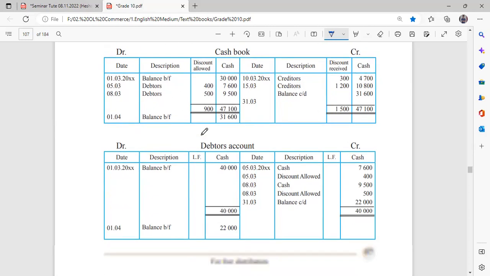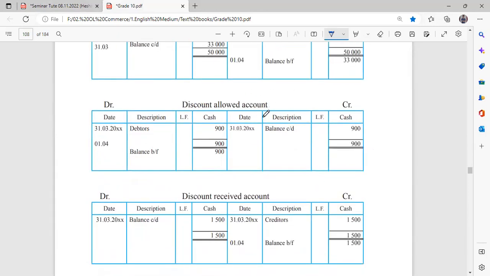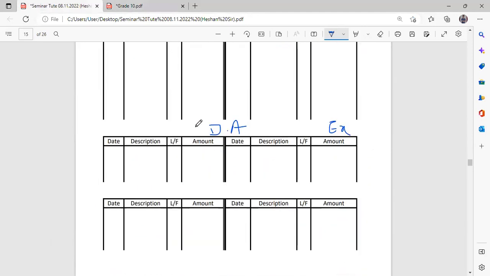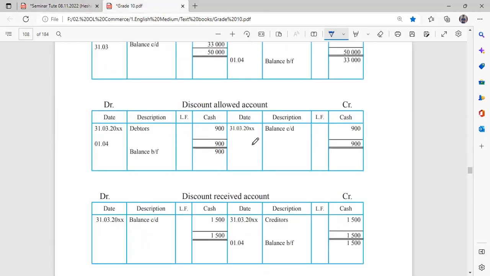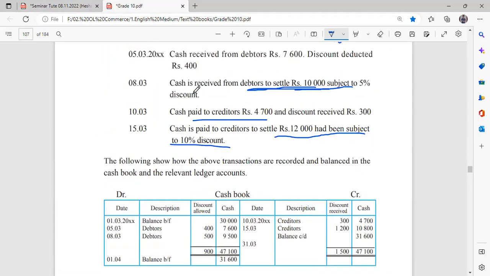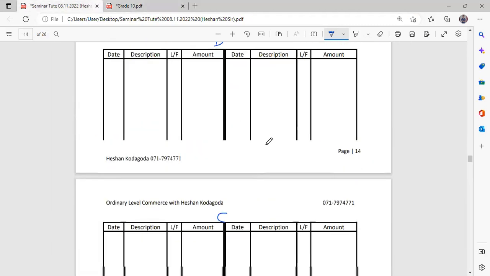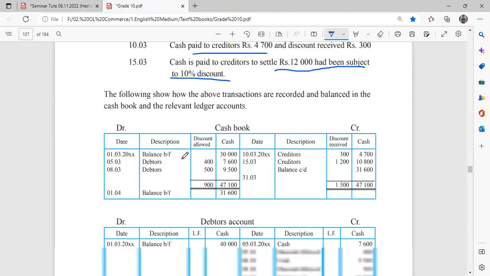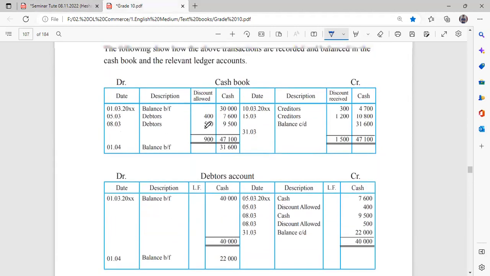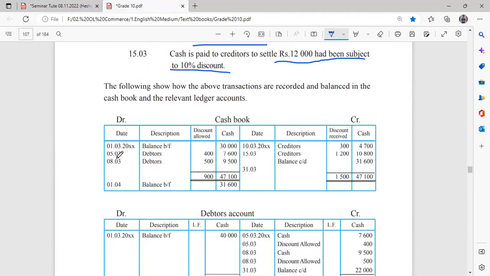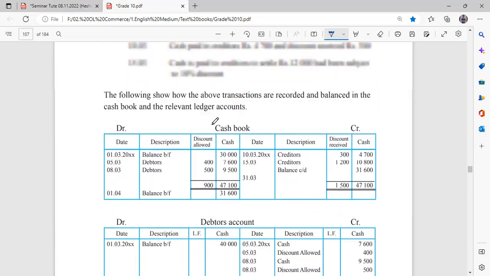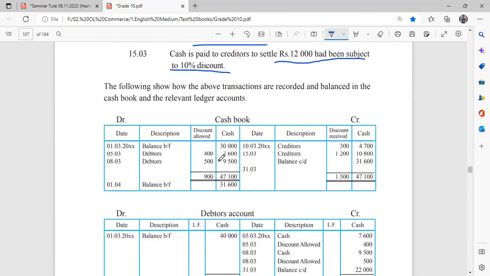So this is 900. You need to open a new account called discount allowed, and you need to debit it because it's an expense. So debit the discount allowed column. And since we maintain general accounts for debtors and creditors, you need to credit the debtors account on their dates, which means March 5th and March 8th. Better to write the discount alone, March 5th and March 8th, separately from the balances, right? And the amounts 400 and 500.